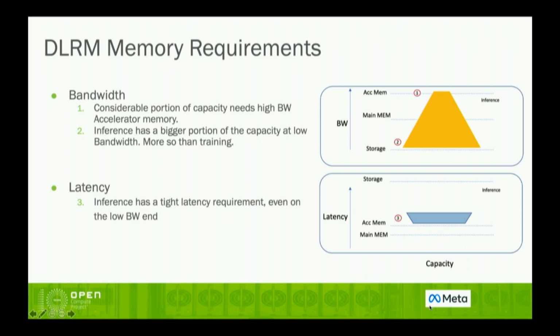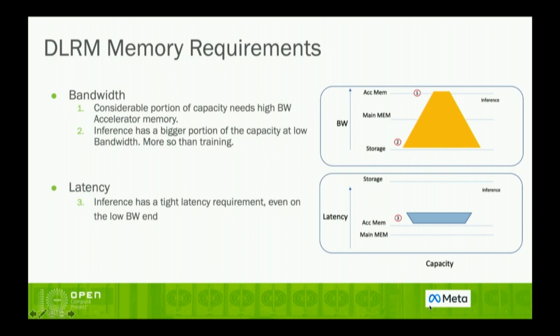On the DLRM, by the way, we have a paper published out there. I'm not sure whether the link is in my presentation or not, but we will definitely add it. DLRM stands for deep learning recommendation models. What we see, from a bandwidth perspective, if you look at the top right chart, is that bandwidth goes up as you come closer to the processor or the GPU, where your accelerator memory requires the highest bandwidth, but relatively smaller capacity.